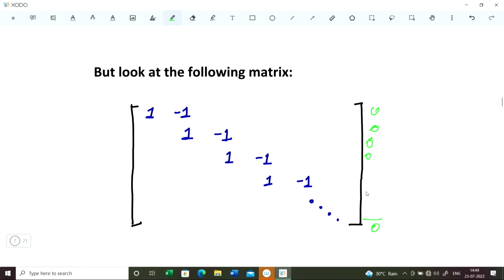Now let's try to do the same thing with columns. Sum of the elements in the first column, 1. Sum of elements in the second column, 0. Third column, 0, and so on. What is the sum of the column elements? 1. Now, why is this happening?